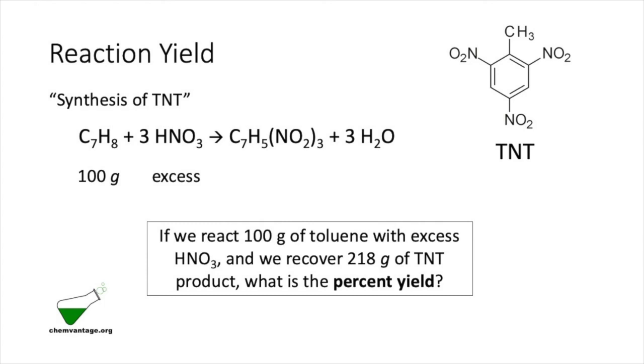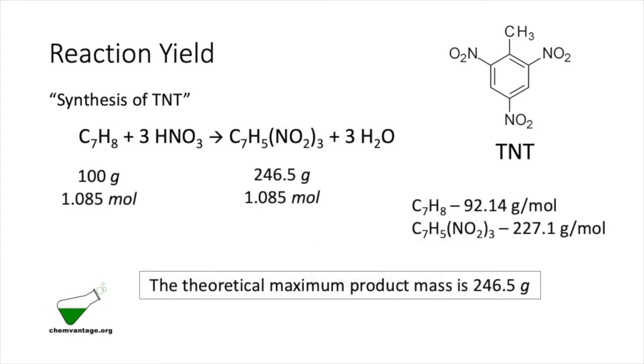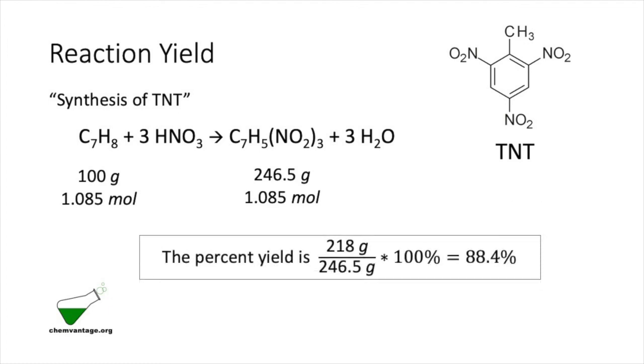What is the percent yield of this reaction? We can calculate the theoretical maximum mass of the product by converting to moles, making any adjustment for stoichiometric coefficients, and then back to mass by multiplying by the molar mass of TNT. Thus, if the reaction were perfectly efficient, we expect to get 246.5 grams of product. But we only got 218 grams of product, so we calculate the percent yield by dividing the actual mass by the theoretical maximum mass and multiplying by 100%. In this case, the percent yield is 88.4%.